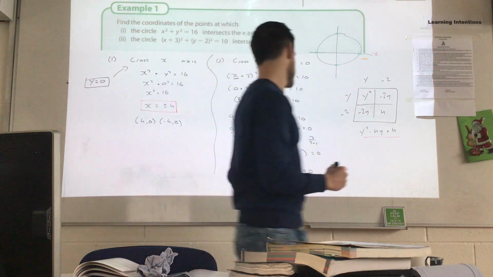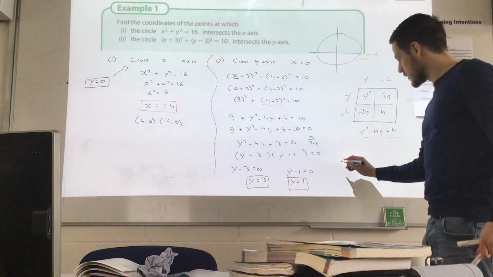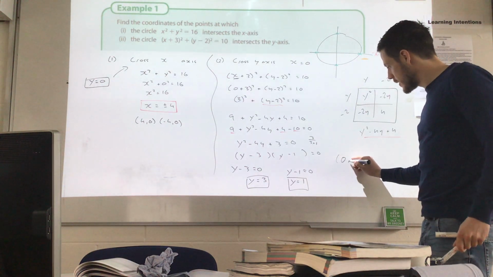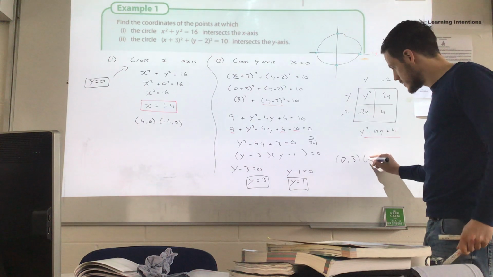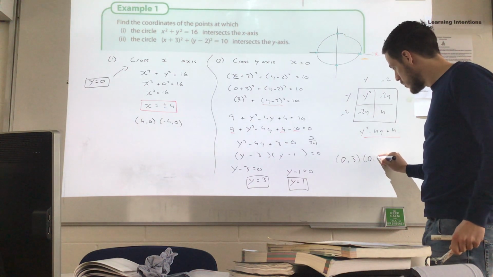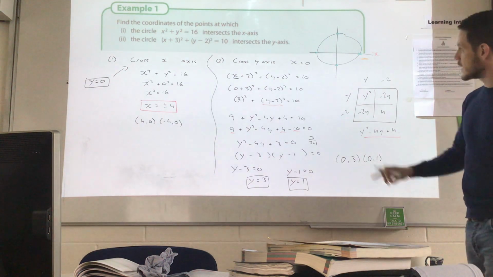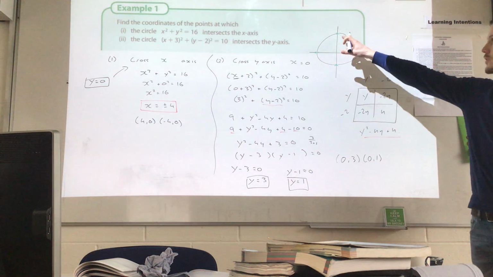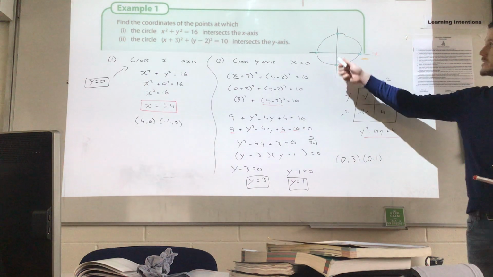So my 2 points for this one, remember, x is 0, so it's going to be 0, 3, and it's going to be 0, 1. So it crosses the y-axis there at 3 and 1. That's where these 2 points will be.